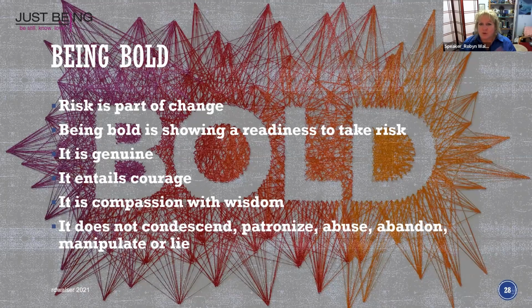Being bold is showing a readiness to take risk. It's genuine, it's courageous. And so I can put things in the room in a way that's powerful and connected to what the client is looking for, if I'm not tied up in my stories. And I can offer compassion with wisdom instead of compassion for compassion's sake. This is another bold thing to do.